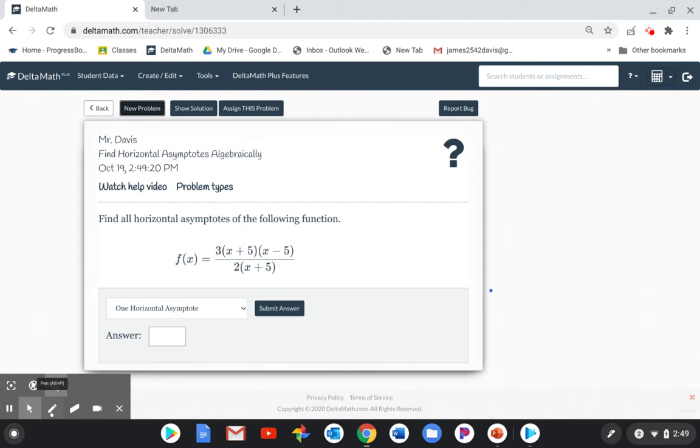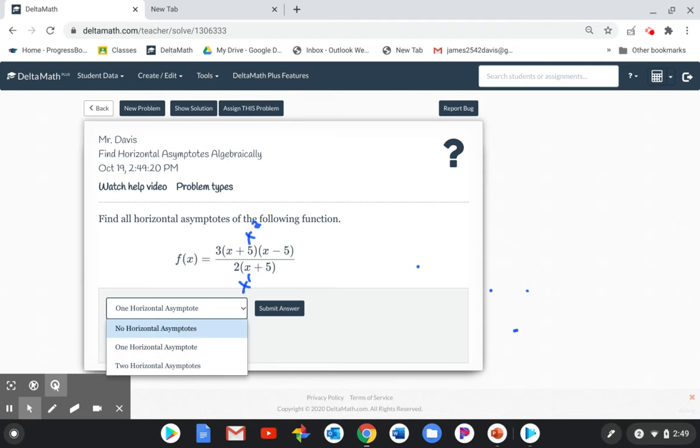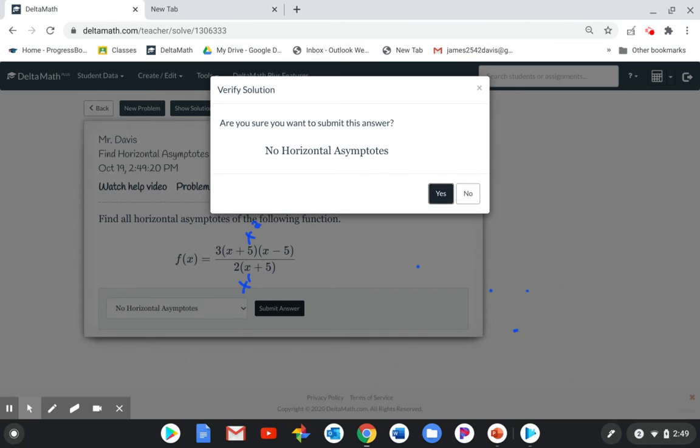This next one, if you were to go ahead and do this one, when you multiply this out, you know that the biggest power is going to be an x squared because you're going to FOIL it. The bottom, the biggest power is going to be a first power. So you don't even need to finish it. You just know that bigger power on top means no horizontal asymptotes. So there's an example of each.